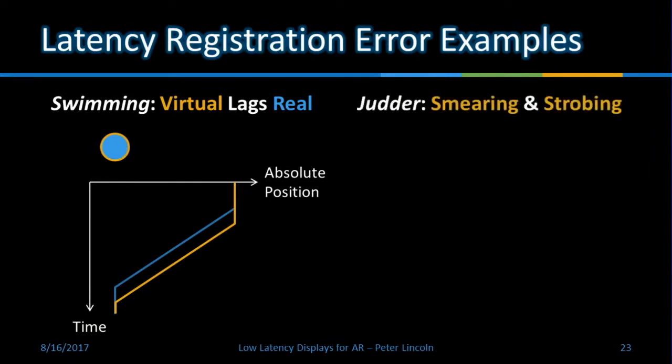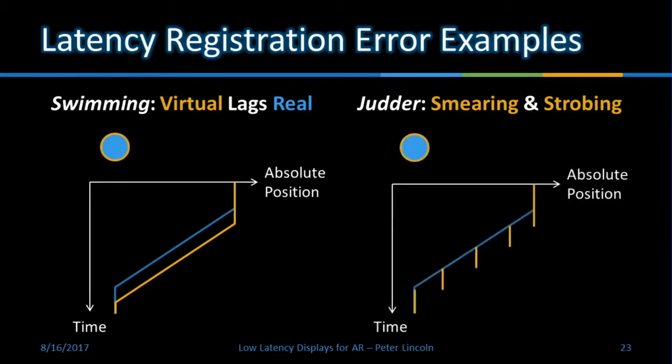And a judder is sort of a different effect. That's where the virtual object seems to smear or strobe. And so let's take a look at an example of that. And so now as the ball is moving, that virtual appearance seems to catch up to it in stutter steps.